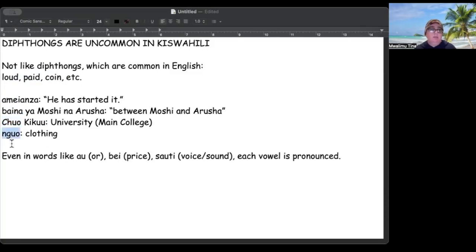Here's another common example. Nguo. Nguo. Even in Kiswahili words like au, bei, or sauti, when we speak at our normal speed, you may not be able to hear each individual vowel, but trust me, it's there. We say au, bei, sauti.